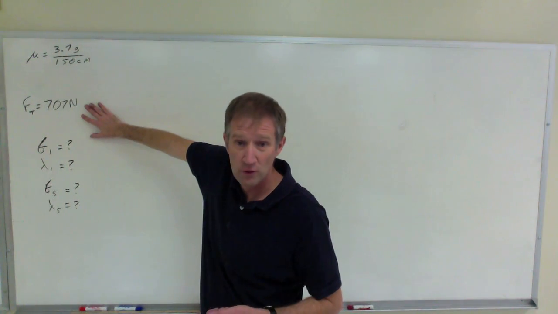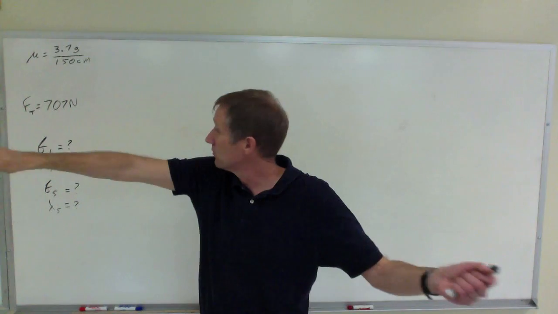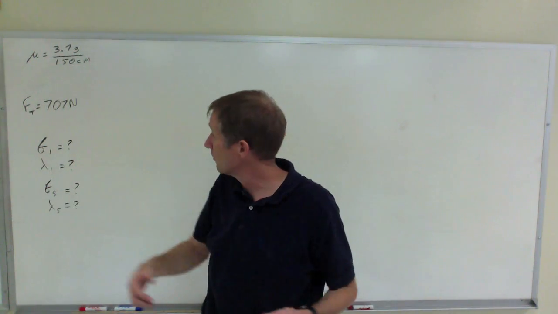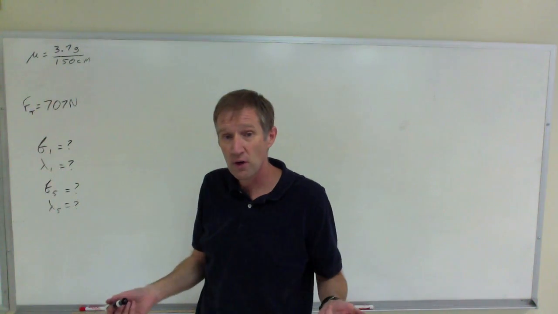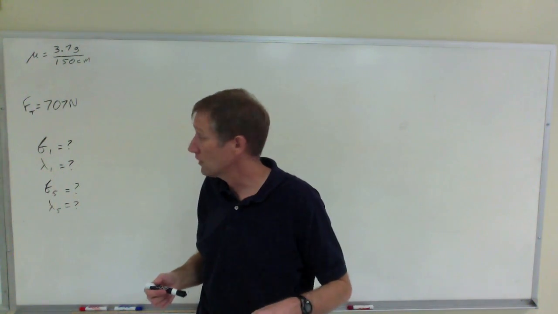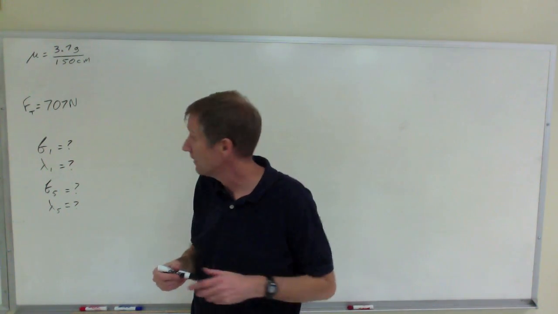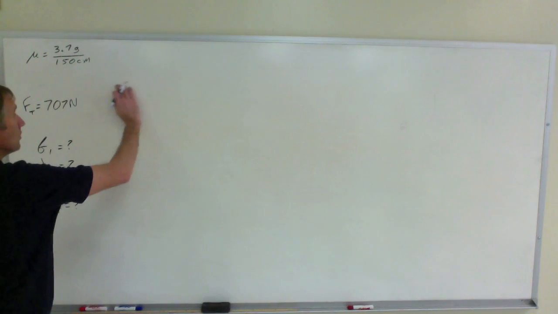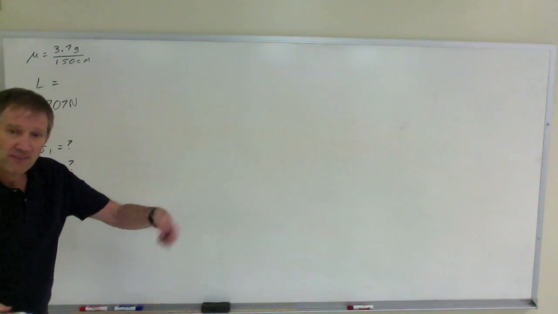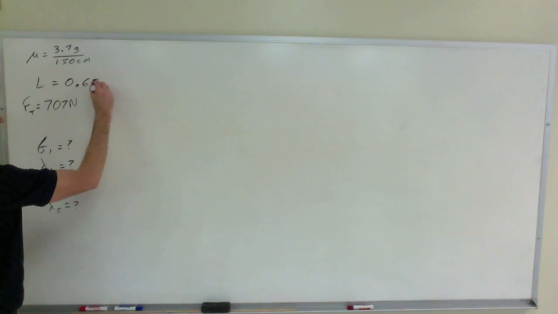That string was under a tension of 707 newtons, and the string was 3.7 grams of mass over 150 centimeters of string, but on that string only 65 centimeters were free to vibrate. And so when I get to my calculations down the road, L, which is the length of the vibrating portion of the string, is only going to be 0.65 meters.